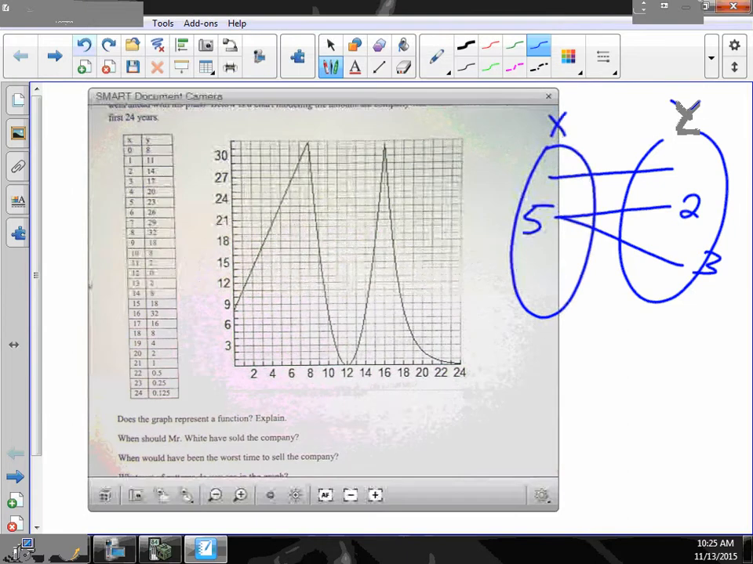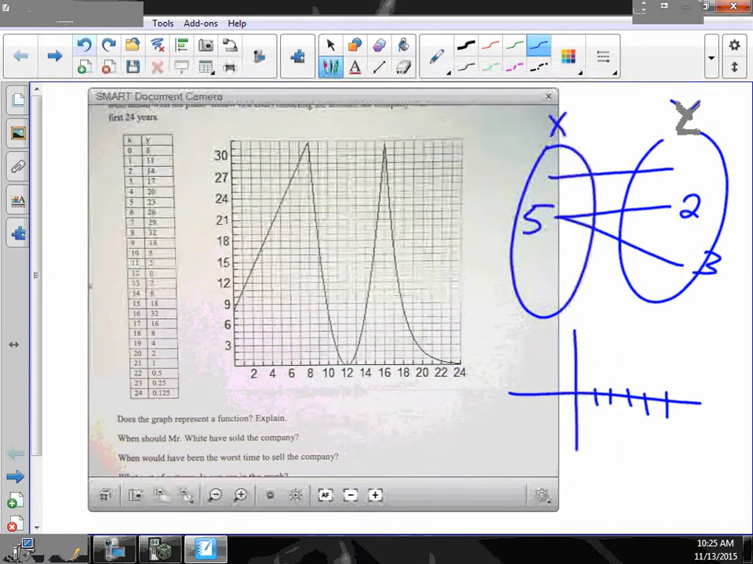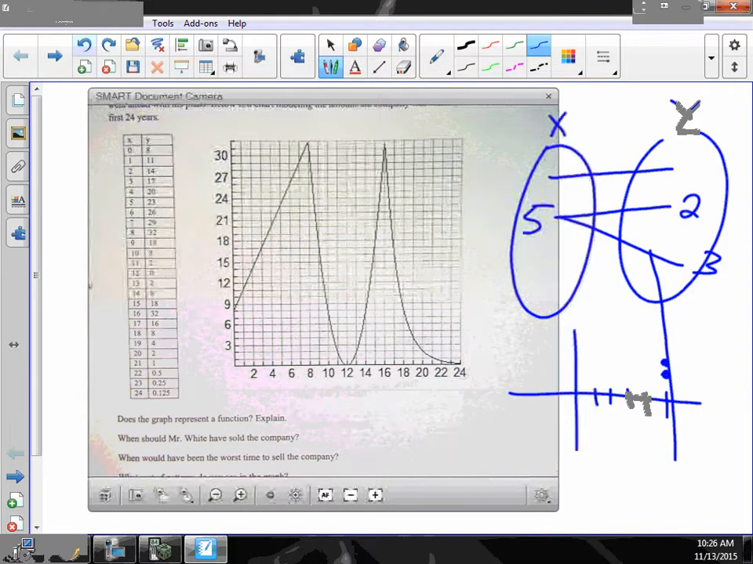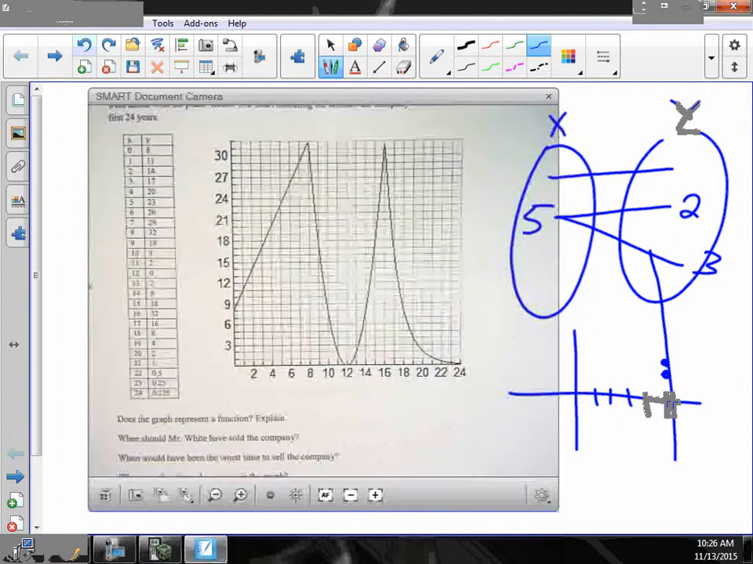And if you look at that on a graph, 5, 2 is right there, and 5, 3 is right there. Whenever you have 2 points that are right above each other, that makes it not a function. So we've created this thing called the vertical line test.